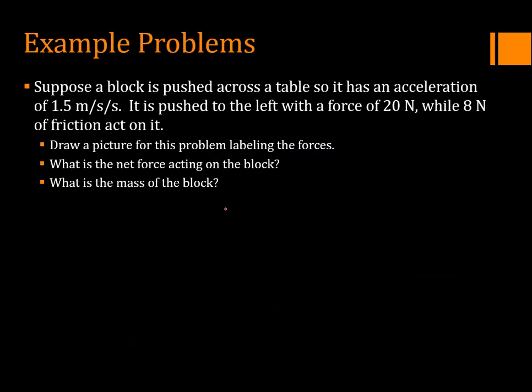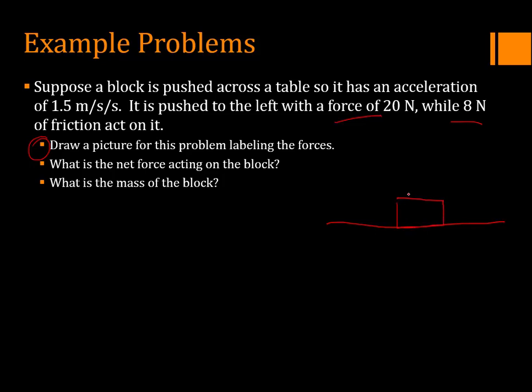Suppose a block is pushed across a table so it has an acceleration of 1.5 meters per second per second. It is pushed to the left with a force of 20 newtons while an 8 newton frictional force acts on it. Okay. First thing it says is to draw a picture for this problem labeling all the forces. The reason we do that is because there's more than one force acting, and when there's more than one force acting, we want to know about all of them. And a picture is the easy way to get that to happen.